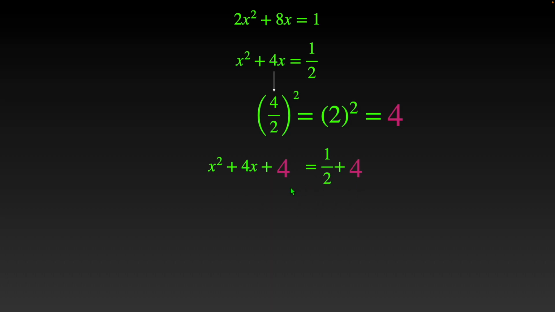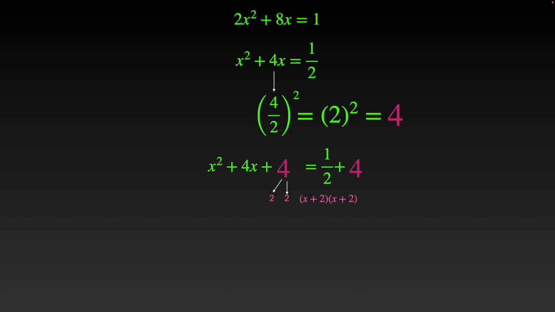Now we are ready to factor the left-hand side. How do we factor the left-hand side? We're looking for two factors of 4 that will sum up to positive 4, which means we are looking for two numbers. When multiplied together, we get this 4, and when we add them together, we get this 4. Those numbers are 2 and 2. 2 times 2 is 4. 2 plus 2 is also 4.